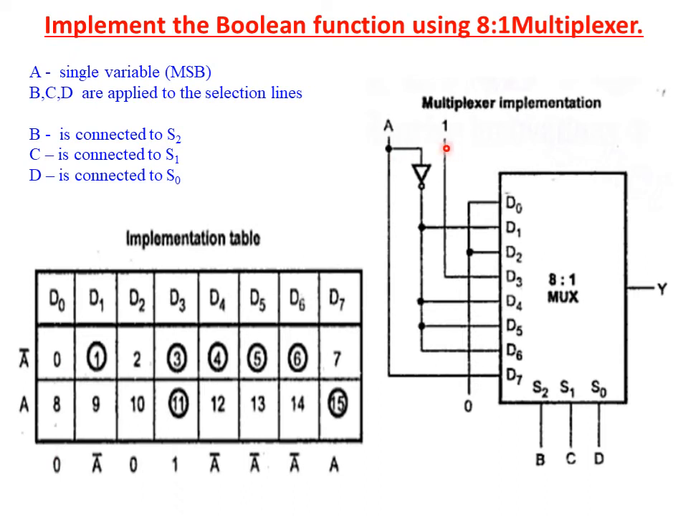So we have applied the corresponding inputs to the multiplexer: logic 0, logic 1, A and A bar we applied to the multiplexer. Here the selection inputs BCD are connected to the corresponding selection lines, and when the input D0 is selected, the output is logic 0, and when D1 is selected, the output is A bar, and when D2 is selected, the output is 0. Similarly, all the 8 outputs we will obtain from the multiplexer.